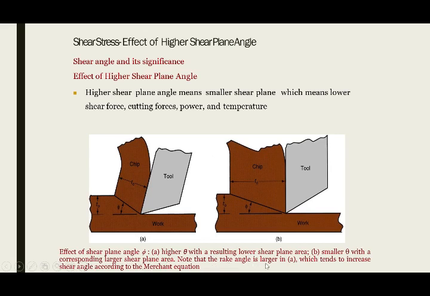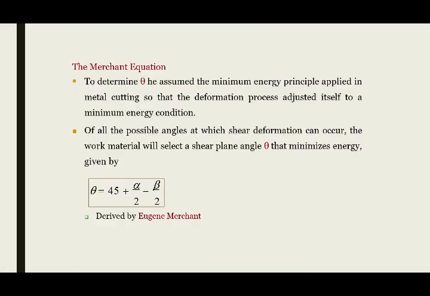Note that the rake angle is larger in A, which tends to increase the shear angle according to the Merchant equation. The Merchant equation we will discuss afterwards. First of all, let us understand what the equation means. To determine theta, so what is theta first? Theta is the shear angle. Okay, to determine theta, Eugene Merchant assumed the minimum energy principle.